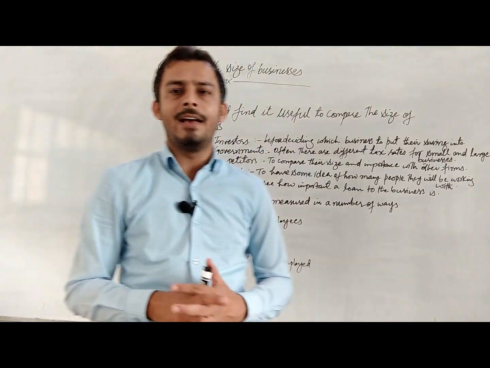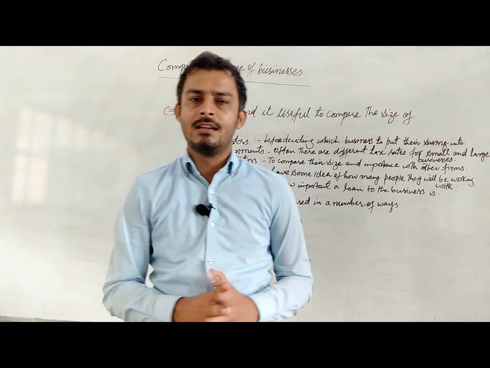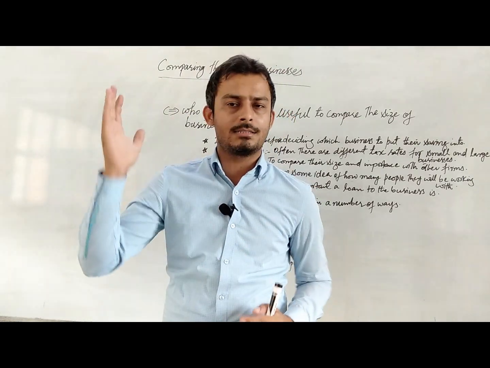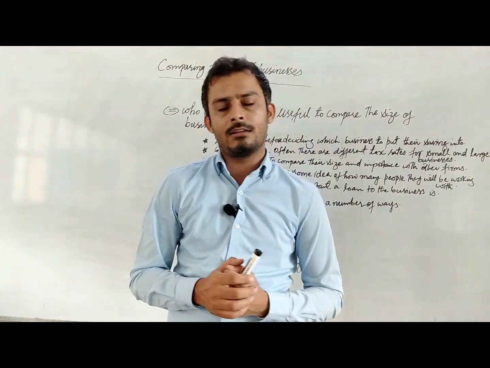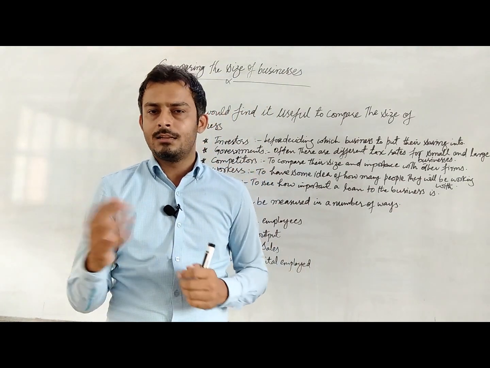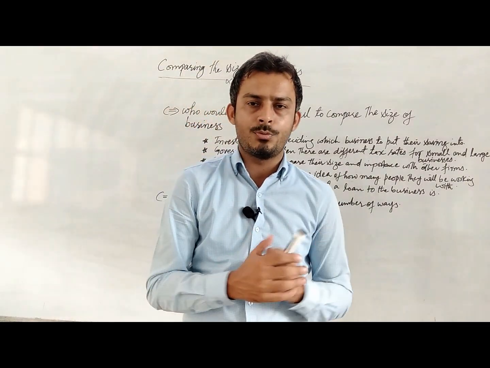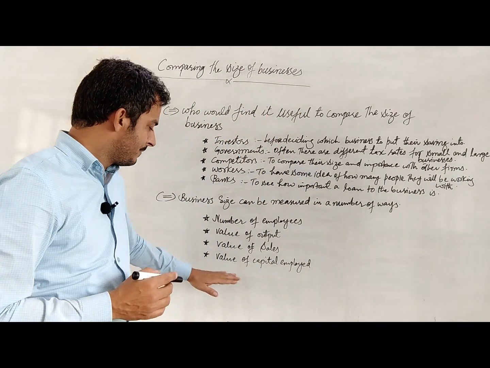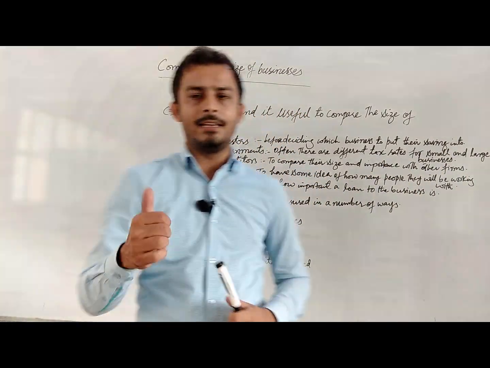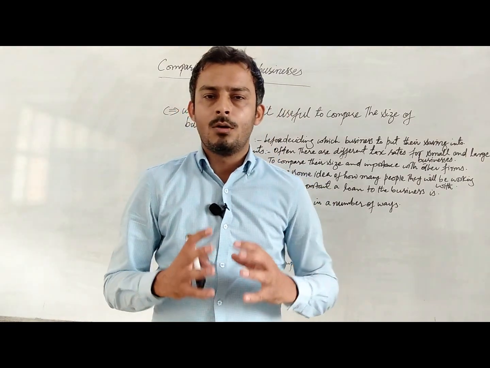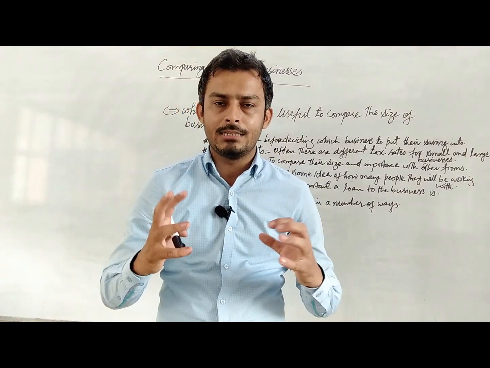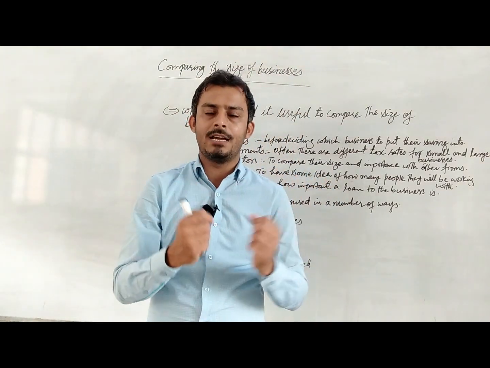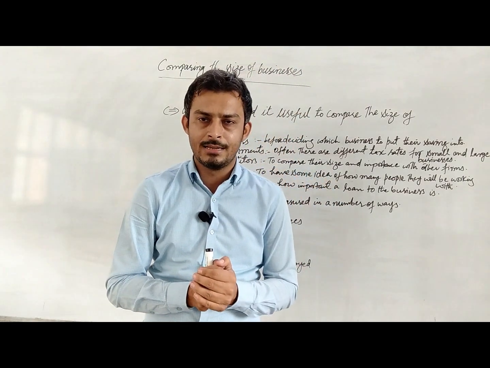The third one is value of sales. So how much sales are there for a particular business? The greater the sales, we get to know that the bigger the business is. If the sales are low, it means we can say that the business is not that huge or producing a lot. Then value of capital employed, the final one, again the same point. What sort of technology, machines and techniques have been employed in the business, and what is the value of that particular capital employed in the business.